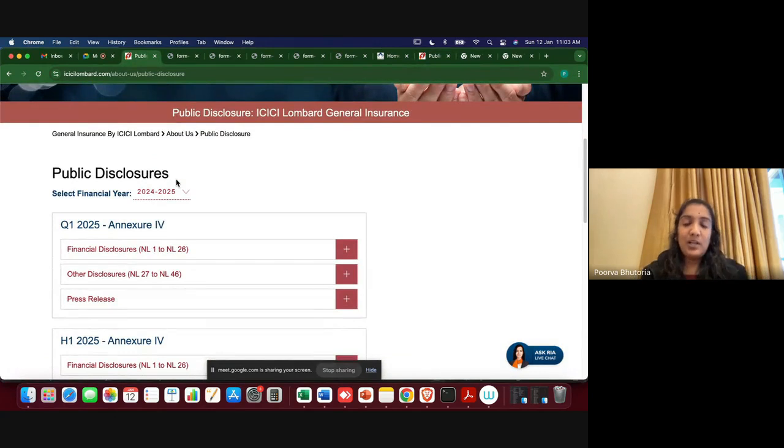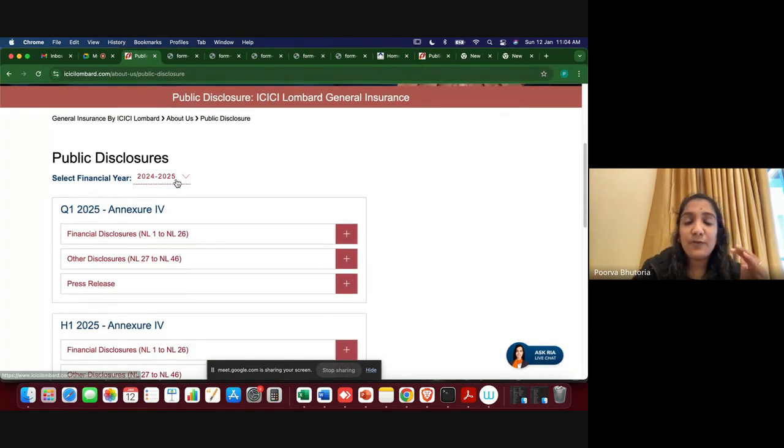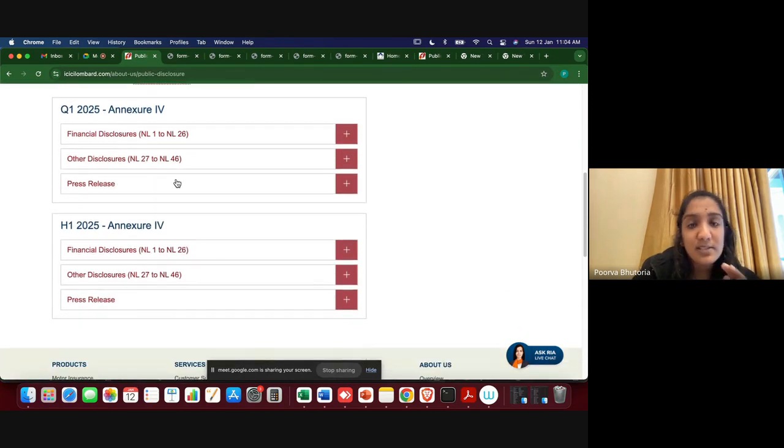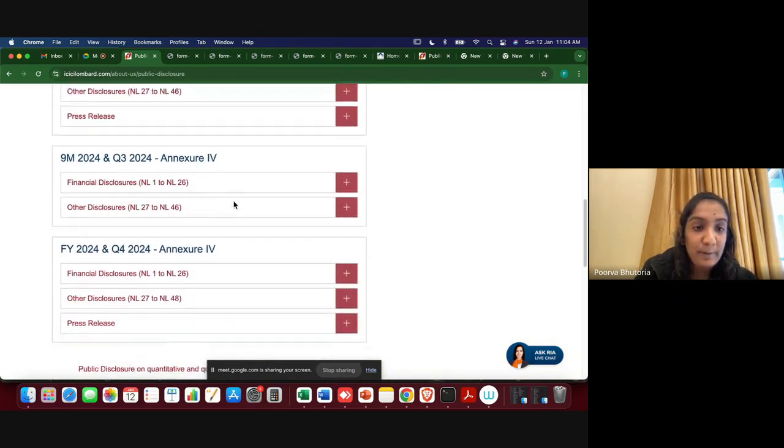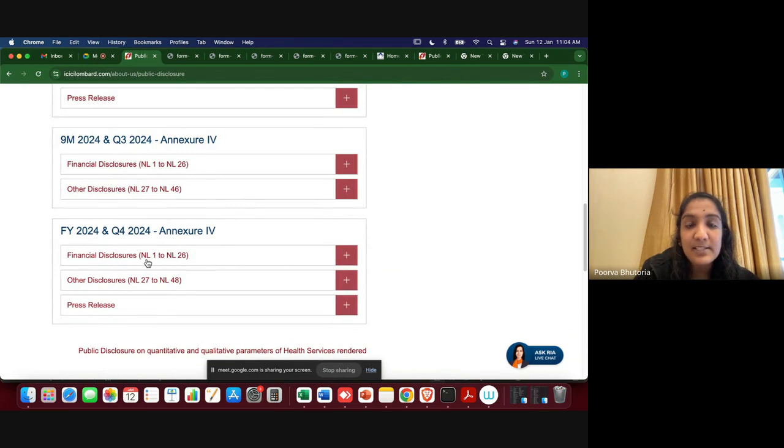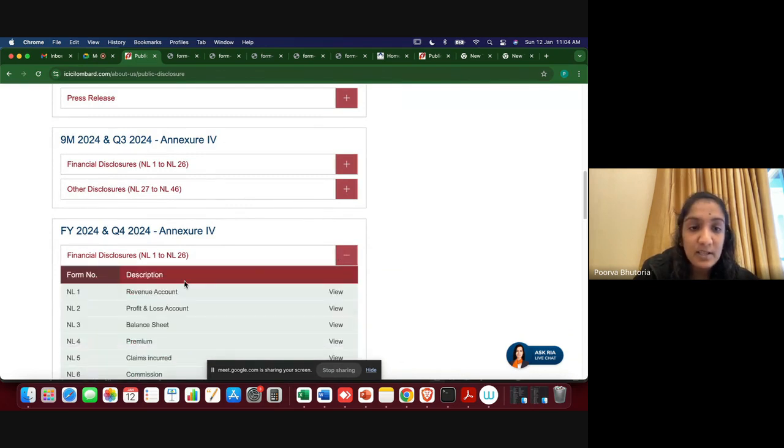Now, basically all companies have to submit their financial statements quarterly, and this is called public disclosures. There are various forms that are set formats that IRDAI has given. They have to populate their business in those formats and put it on their website for common people. So this is done quarterly, but what we are going to go through today is the annual disclosure of the year 23-24. So NL stands for non-life set formats.